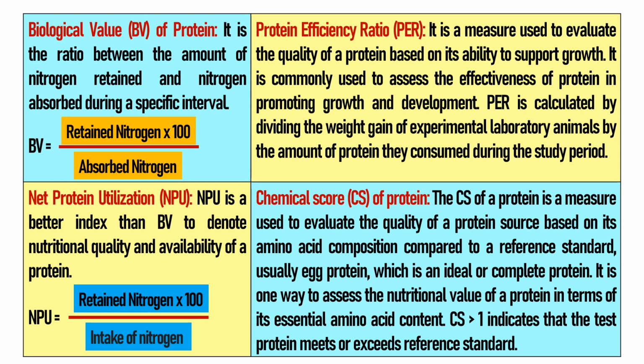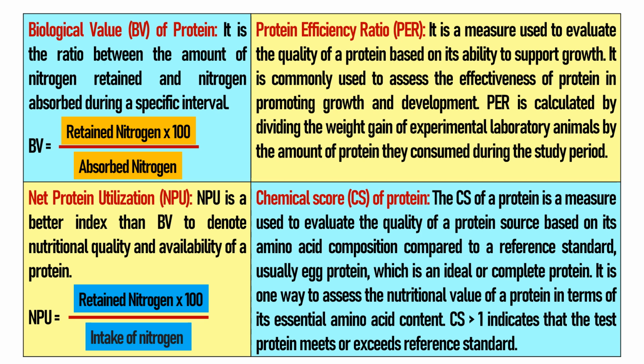The biological value of protein is the ratio between the amount of nitrogen retained and nitrogen absorbed during a specific interval. Net protein utilization is a better index than biological value to denote nutritional quality and availability of a protein. Protein efficiency ratio is a measure used to evaluate the quality of a protein based on its ability to support growth. It is commonly used to assess the effectiveness of protein in promoting growth and development. Protein efficiency ratio is calculated by dividing the weight gain of experimental laboratory animals by the amount of protein they consumed during the study period.